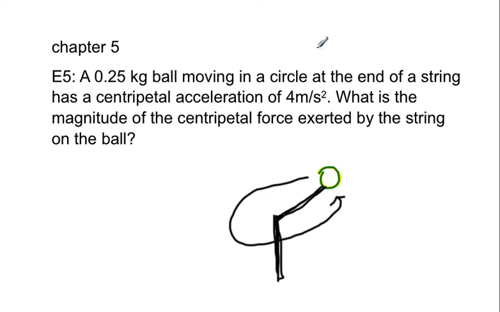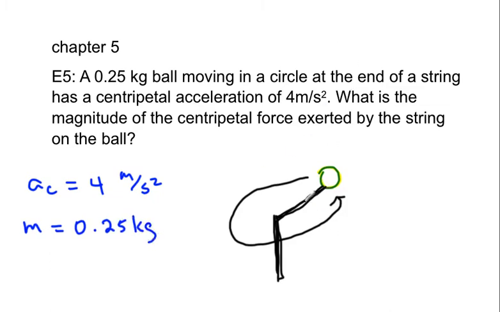All right. So we know the centripetal acceleration is 4 meters per second squared. We know the mass of the ball. Mass is 0.25 kilograms. What is this force that this string is applying to the ball to keep it from going flying off? Because if you hit a ball, it's going to go straight, but it's curving around here. So what's this force of the string that's keeping it going in this circular motion? That's what we're looking for, the centripetal force.